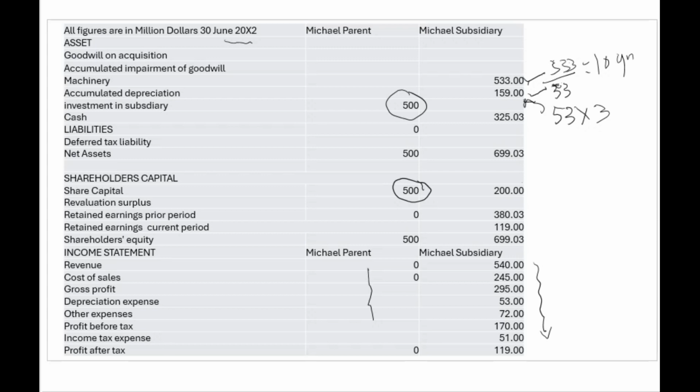So there's cash being built up because of the operations in the previous current year and the previous year, and the net assets of the Michael subsidiary is 699.03 million, and it's represented by shareholders' equity of 699.03 million.